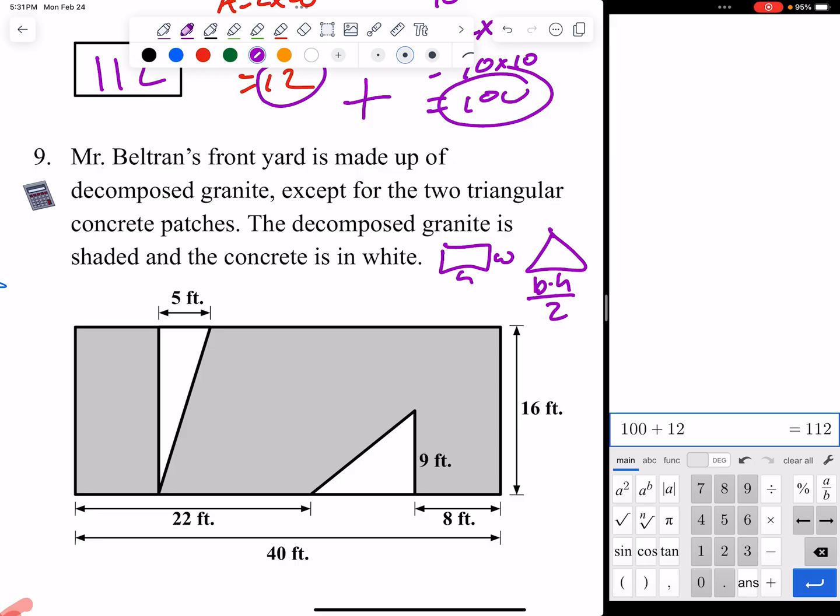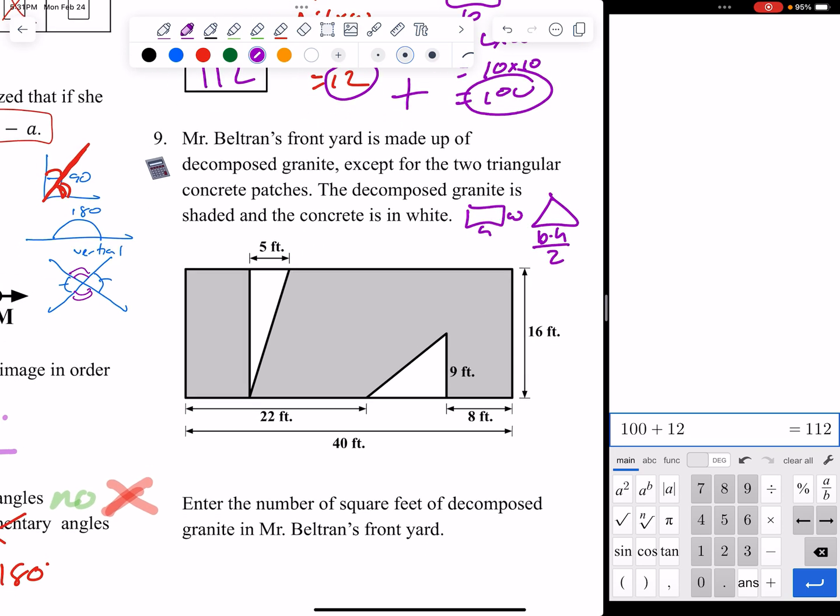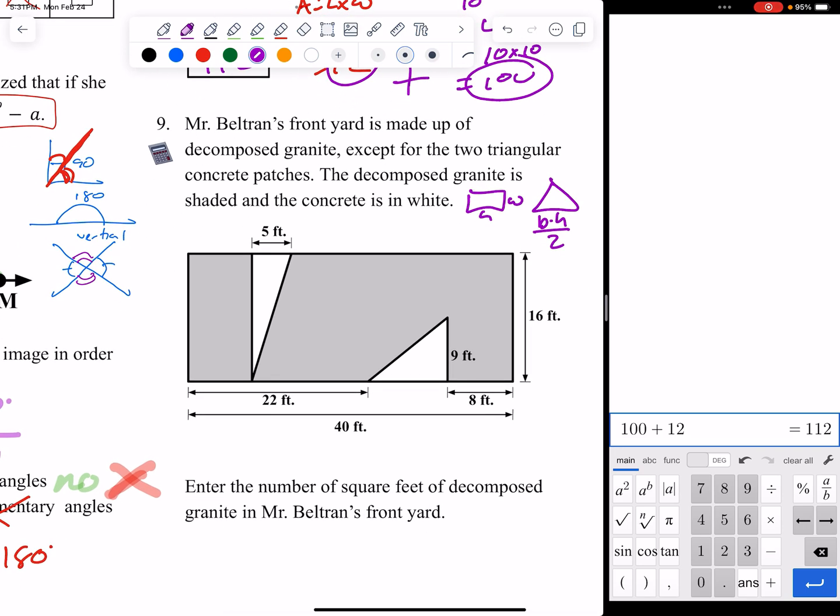So Mr. Beltran's front yard is made up of decomposed granite. Yeah, so that we call it DG. Except for 2 triangular concrete patches. That's true. The decomposed granite is shaded and the concrete is in white. So what do they want? Enter the number of square feet of decomposed granite. So what was that again? Decomposed granite is the shaded. Oh, I see. So it's another one of those questions.